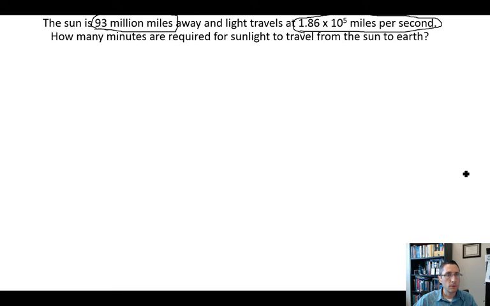Coming back to the current problem, the sun is 93 million miles away and light travels at 1.86 times 10 to the 5th miles per second. First thing I'm going to do is write these down as numbers so I can see what I'm working with. 93 million, I can write out the zeros, or I can write it in scientific notation. That's going to correspond to 93 times 10 to the 6 miles.